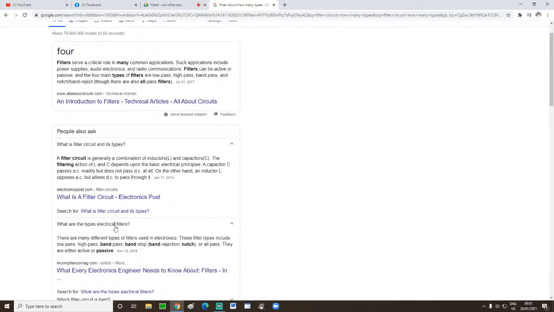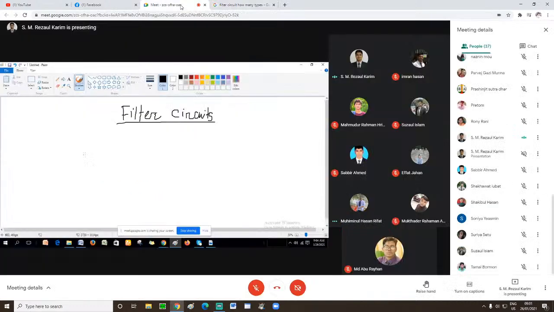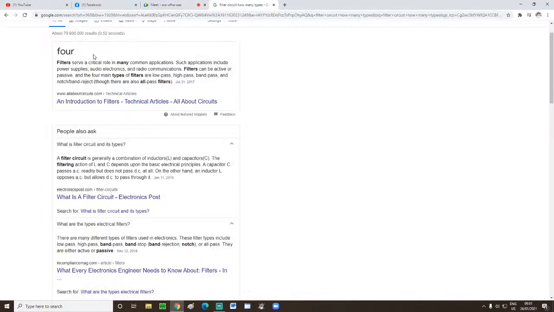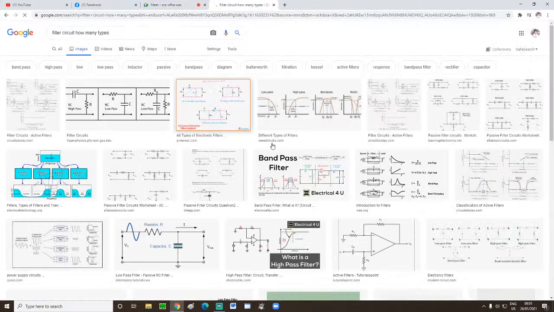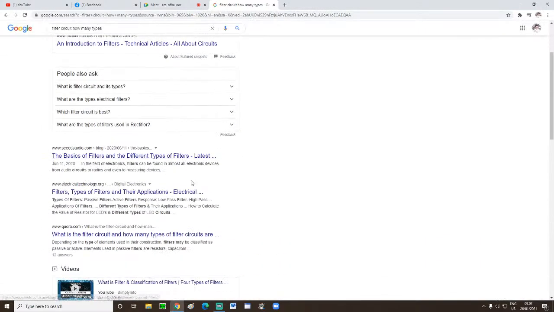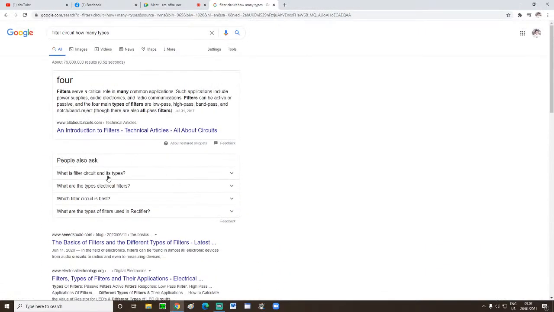Circuits. Okay, my handwriting is very good, you can see. Listen, how many types of filter circuit are there? Sir, three types. What are they? Sir, high pass, low pass, band pass.